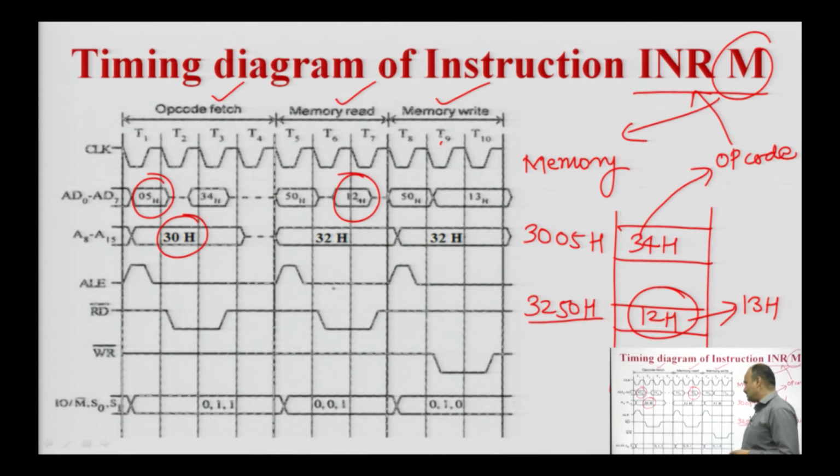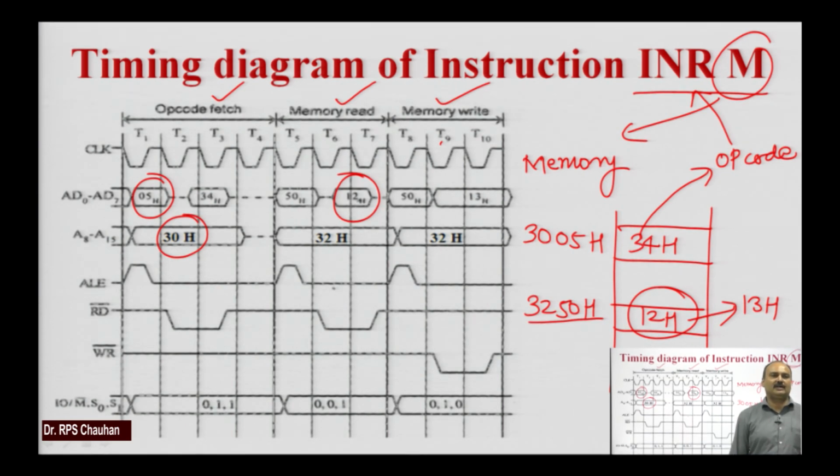The status signals which are used for opcode fetch, memory read and memory write operations: for opcode fetch, IO/M is equal to 0, and S0 and S1 both are 1. When IO/M is 0 and S0 is 0, S1 is 1, it is a memory read operation. When IO/M is equal to 0, S1 is equal to 0 and S0 is equal to 1, it is a memory write operation. This is how the status signals represent opcode fetch, memory read and memory write operations.